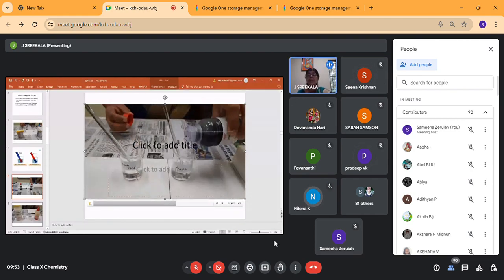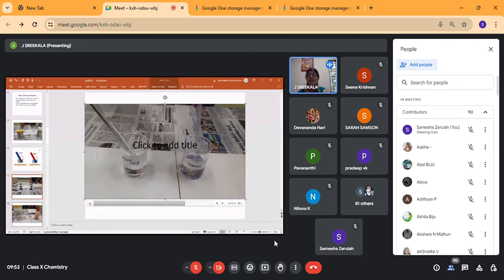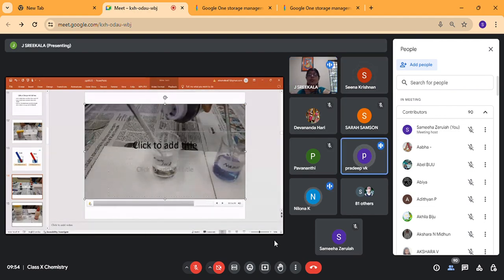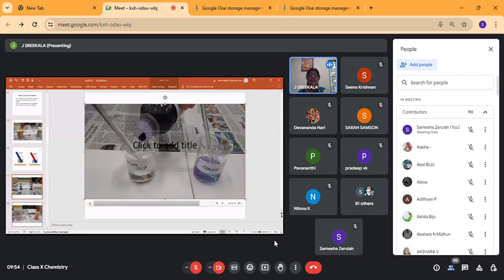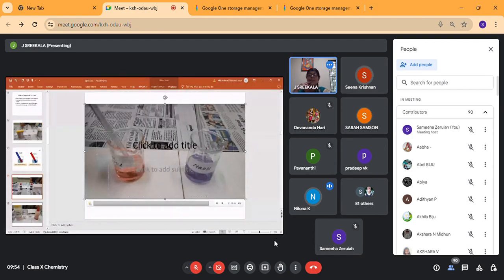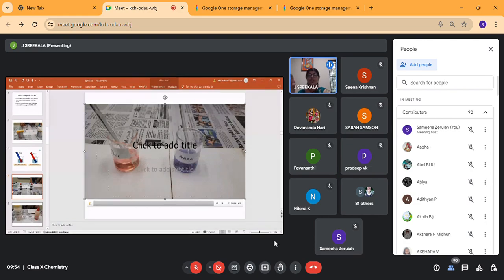Now blue litmus is poured into NaOH. Any change? No, it is blue. Then blue litmus is poured into HCl. It changed to red. So not only with litmus paper, with litmus solution also we can do this experiment. In both litmus paper and litmus solution, the same changes are there. Okay, next one.